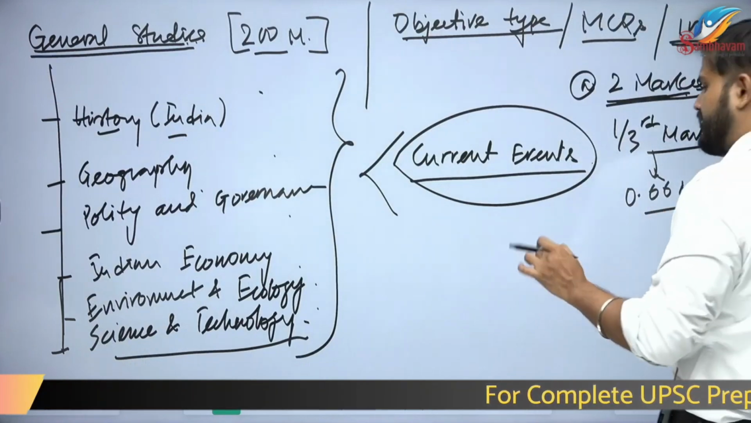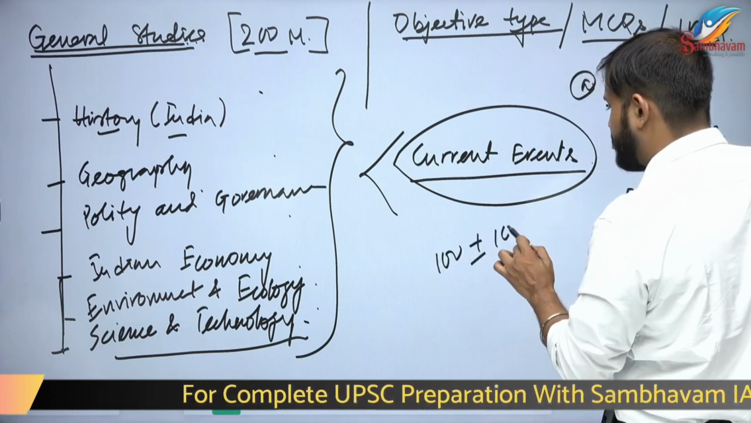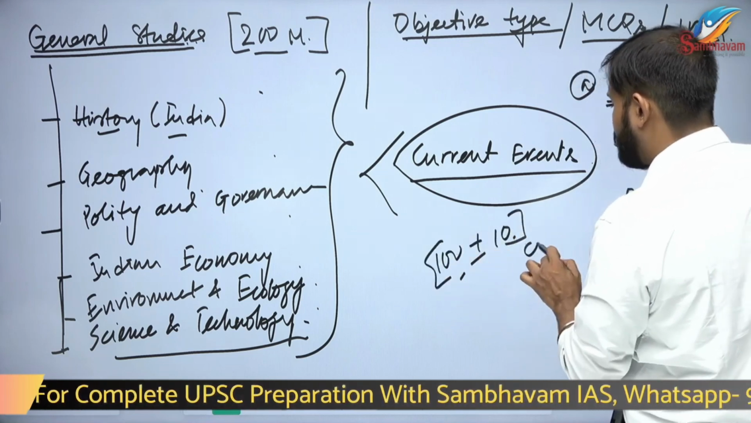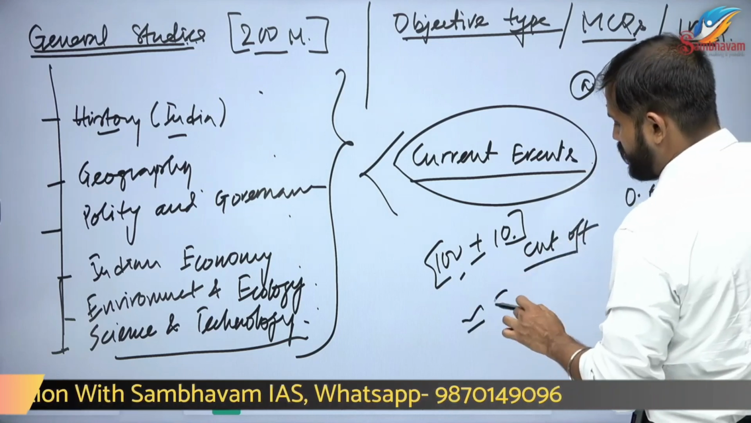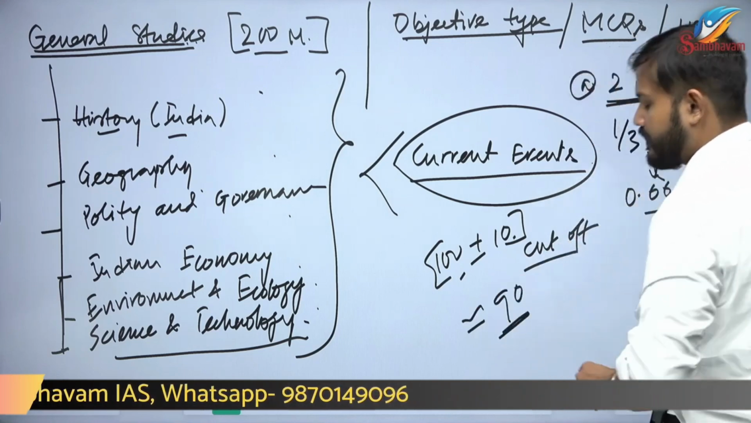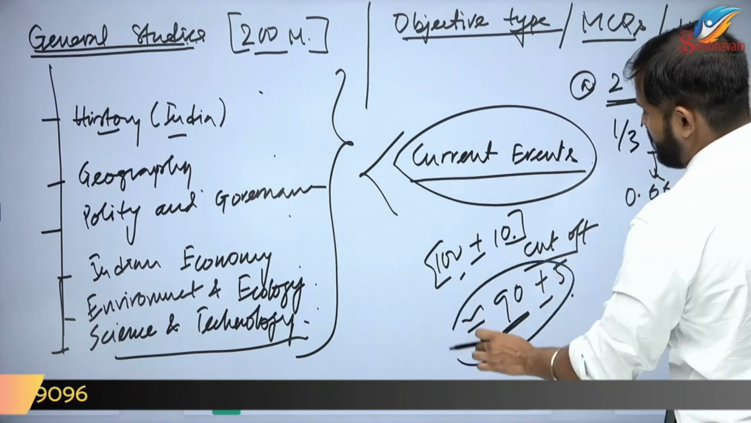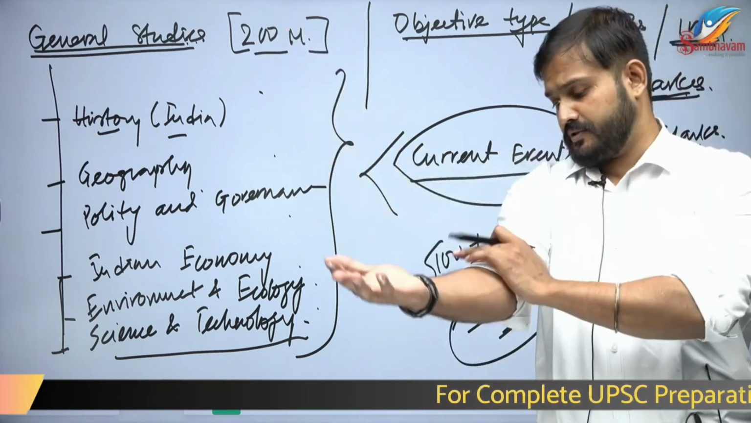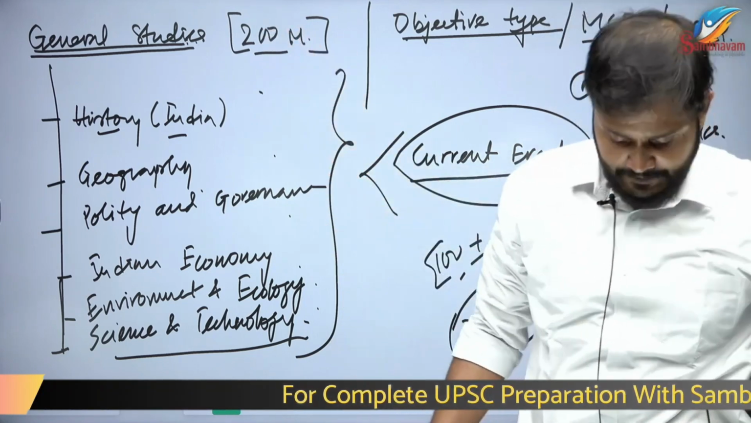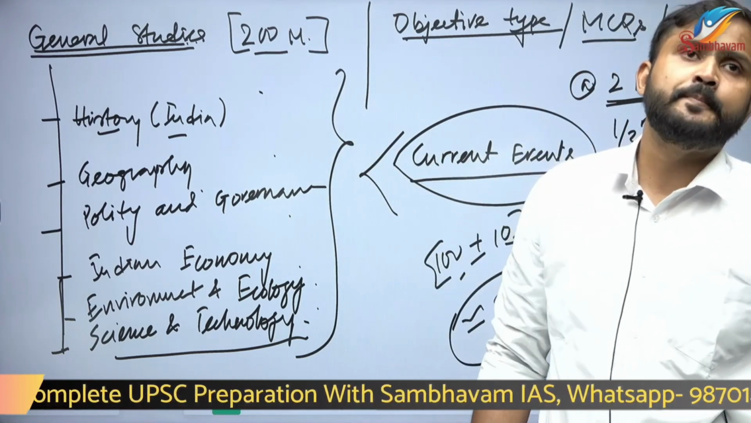Please understand the recent trend. Generally speaking, it used to be 100 plus minus 10. This used to be the cutoff. Right now it is round about 90, rather plus minus 5. This is the recent cutoff. The cutoff has declined significantly because of the increasing complexity of the paper.